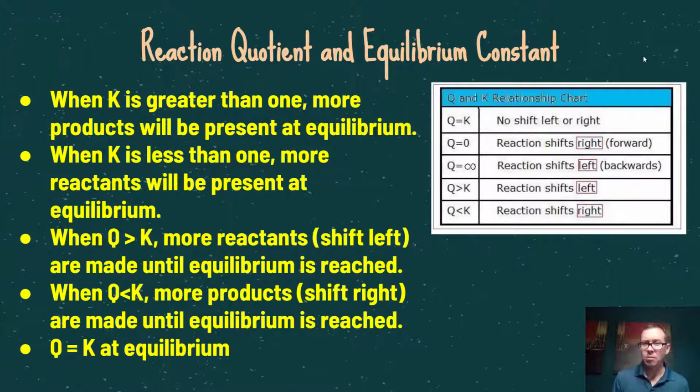So lots of things to remember here, but just remember the concept of K being greater than 1, we have more products at equilibrium. K being less than 1, we have more reactants. If Q is greater than K, then we're going to make more reactants to reach equilibrium. And if Q is less than K, we're going to make more products to reach equilibrium.